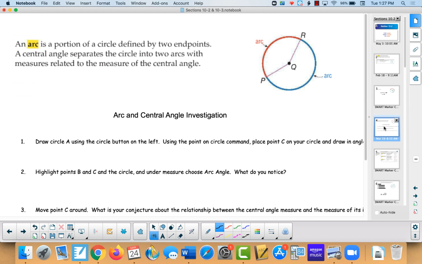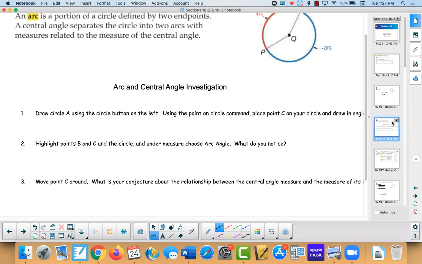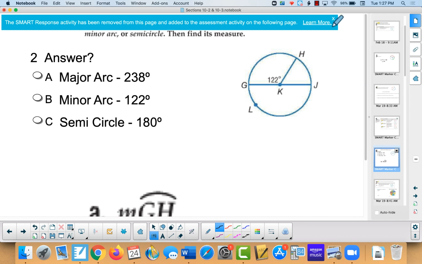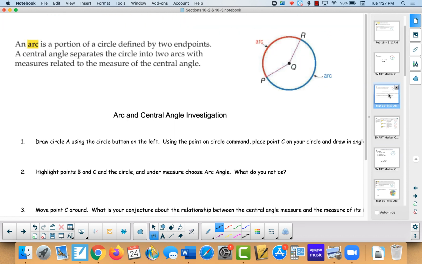In this investigation, you are supposed to look at the relationship between the degree measure of the arc and the central angle. So notice that this red arc is the intercepted arc inside of the central angle. The blue arc would be the rest of the circle. And hopefully you found that the central angle and the arc measures were equal to each other.